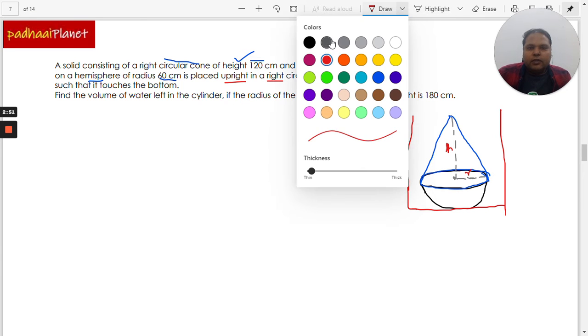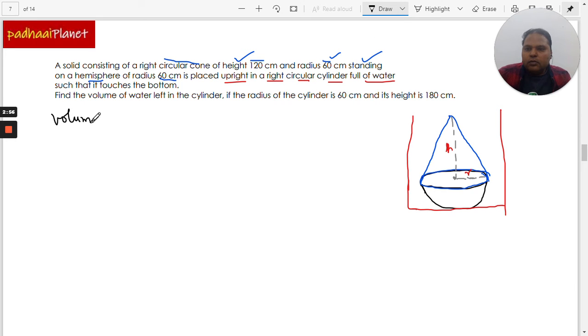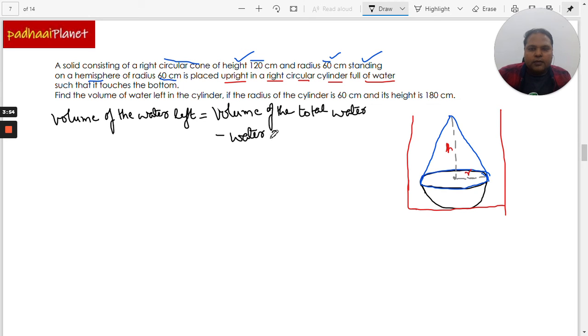Now what we know is that the volume of the water left is equal to the volume of the total water minus the water displaced.